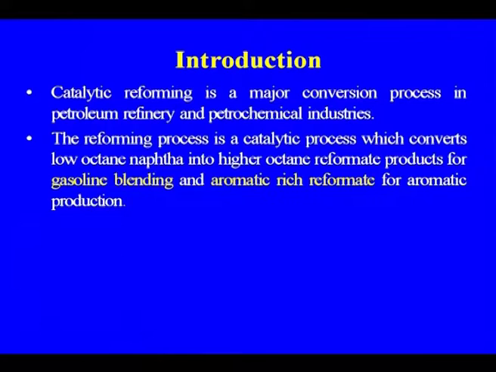But with the coming of the petrochemical complex and the naphtha cracker, and at the same time the aromatic production requirement of paraxylene, now we are performing catalytic reforming for the production of aromatics also. The reforming process is a catalytic process which converts low octane naphtha into higher octane reformate products for gasoline blending, and aromatic-rich reformate for aromatic production. The byproducts are LPG and hydrogen.